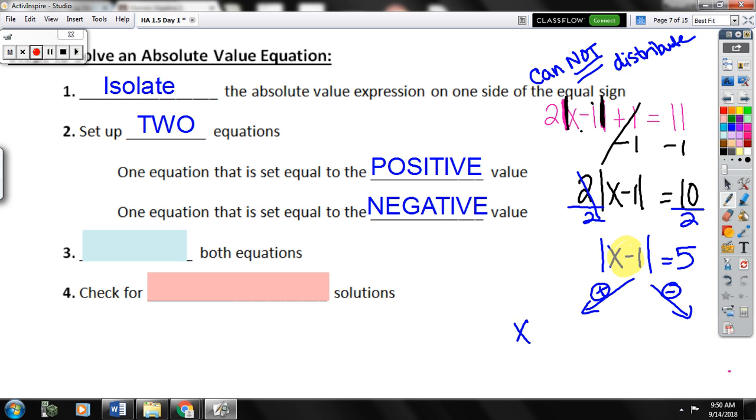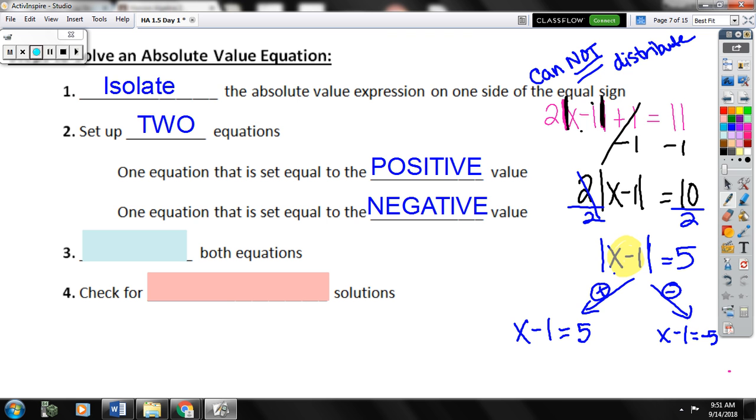So we'll say x minus 1 could equal a positive 5. Or x minus 1 could equal a negative 5. Now some of you are like, Mrs. Bennett, this makes no sense because I know the absolute value is always positive. But remember, we're thinking about what's inside of here. So if x minus 1 gets me a negative 5, when I take the absolute value, it would become a positive 5. That's why we have to inspect both possible cases.